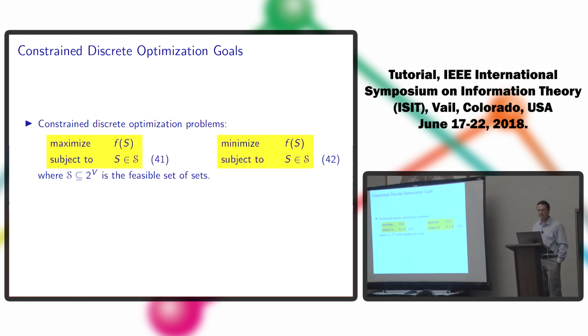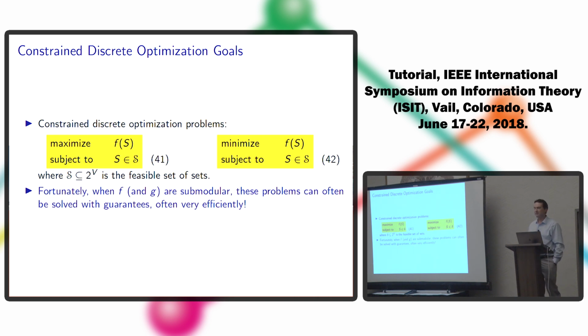Now it turns out that this type of constrained discrete optimization problem, again, without making any assumptions about f, is immediately hopelessly intractable. And this is information theoretically intractable in the sense that it's exponential time. Even if you were to prove that P is equal to NP, these would stay in exponential time. They're not even polynomial time verifiable. But when f and/or g are submodular, these problems can often be solved with guarantees and often very efficiently and scalably to large data sets.